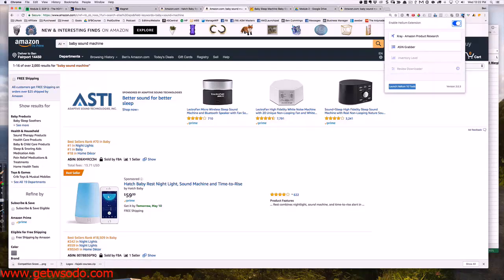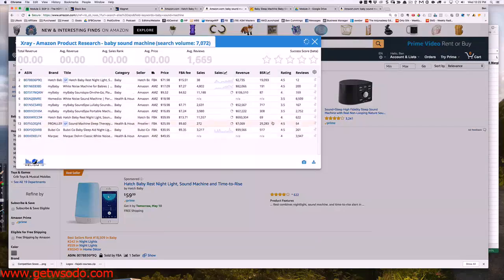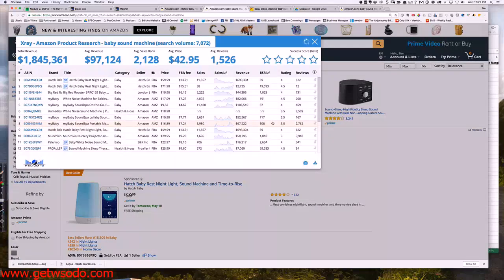This is the Helium extension. Make sure the blue thing is on. Otherwise, these will be grayed out. And you're going to click on X-Ray, this one right here, X-Ray. Now watch what it does. What it does is it scrapes all of the data, uses our internal data algorithms, and it gives us pretty much all the data that we need here to do a very objective, unemotional, and critical analysis of this product.